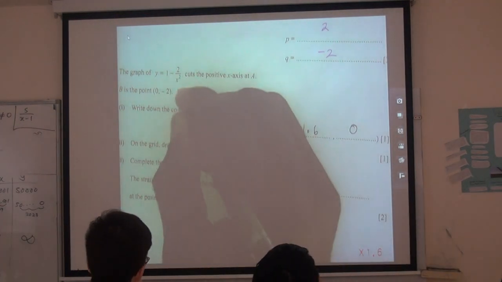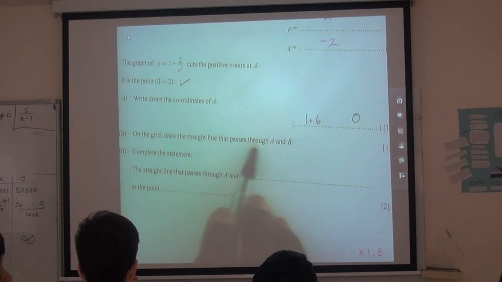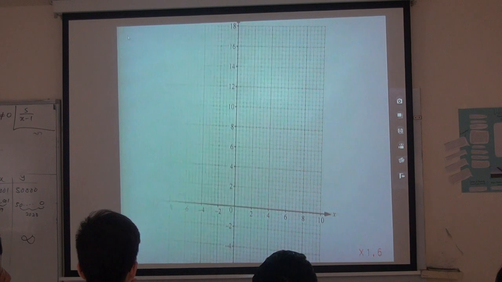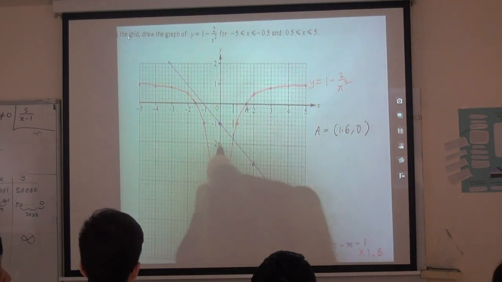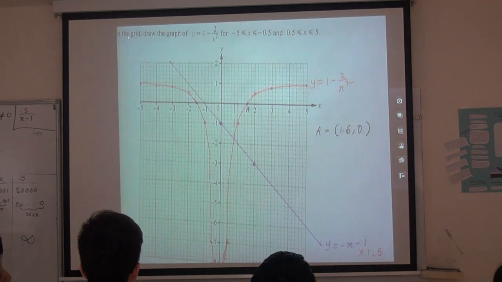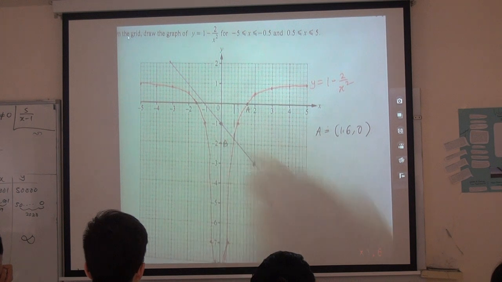Now B is this point. On the grid, draw a straight line that passes through A and B. So B is (0, minus 2). X is 0, Y is minus 2. This point, can you see that? Yeah. So we are asked to draw a straight line that passes through A and B. So this is my B.